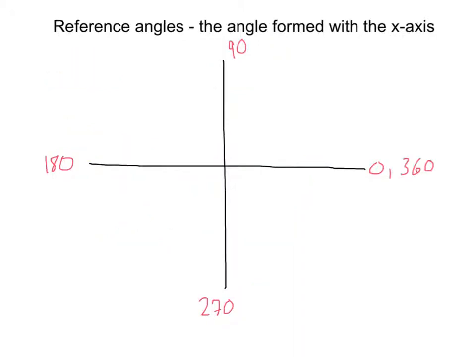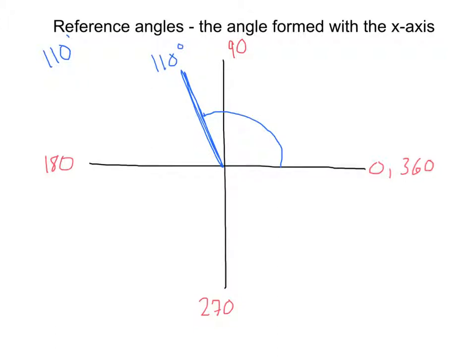Okay, now that you've got sketching angles, let's finally get into reference angles. A reference angle is just the angle that's formed with the x-axis. Always the angle formed with the x-axis. Let's go ahead and find the reference angle for 110 degrees. If I sketch 110 degrees, I'm going to end up with my angle somewhere a little bit past 90 degrees. So this is my 110 degree angle sketch.